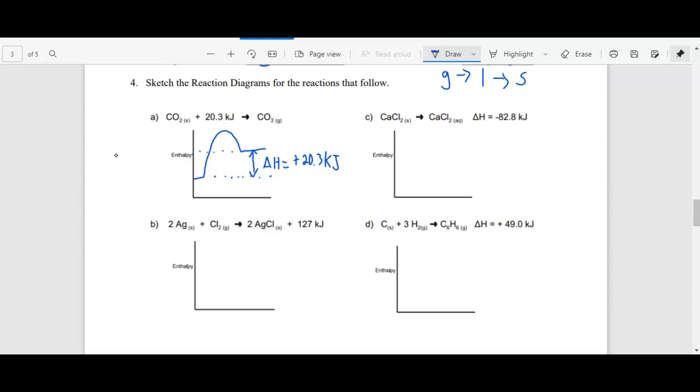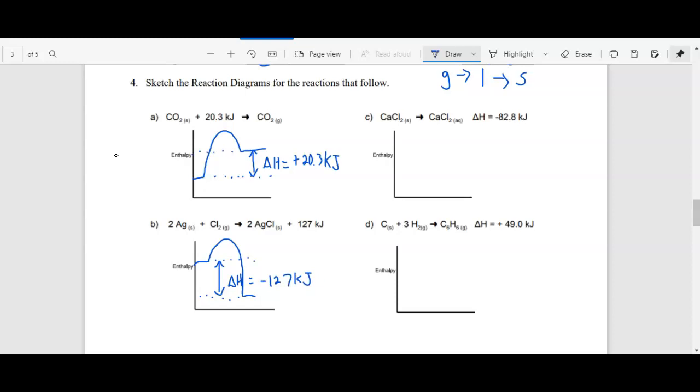On letter B, where is heat in this equation? Is it in the reactants or the products? This time it's in the product, so we're going to start high, and we're going to finish low. We're giving off that heat. That heat is being released. So same thing here. Delta H is this gap in between where we started and where we finished. And this one here, delta H is equal to positive or negative 127 kilojoules if it's giving off heat. Negative. This one's negative since we decreased in value.